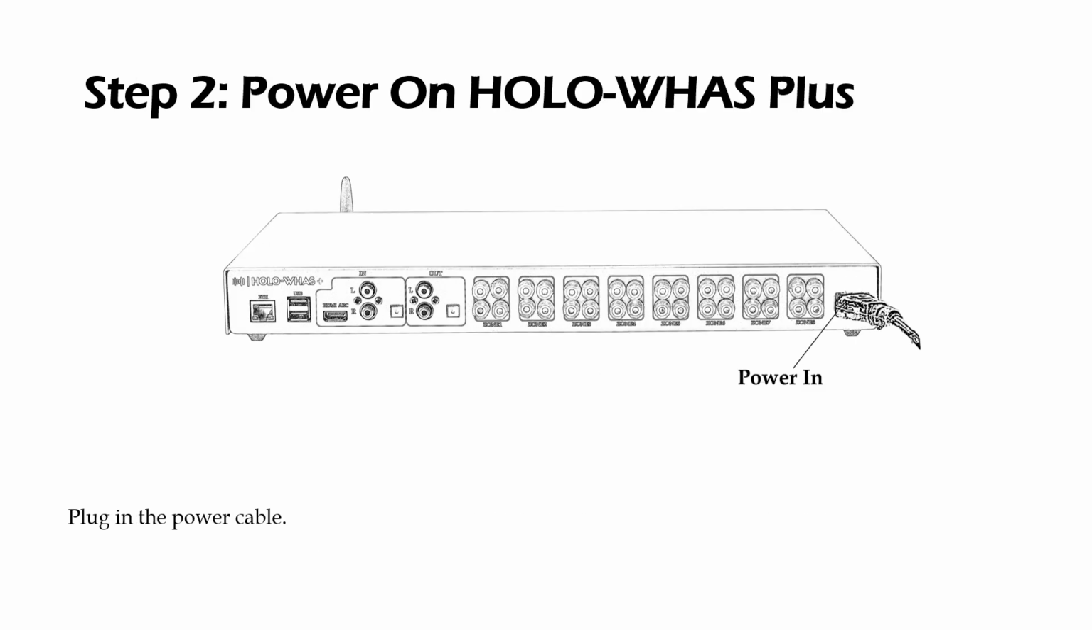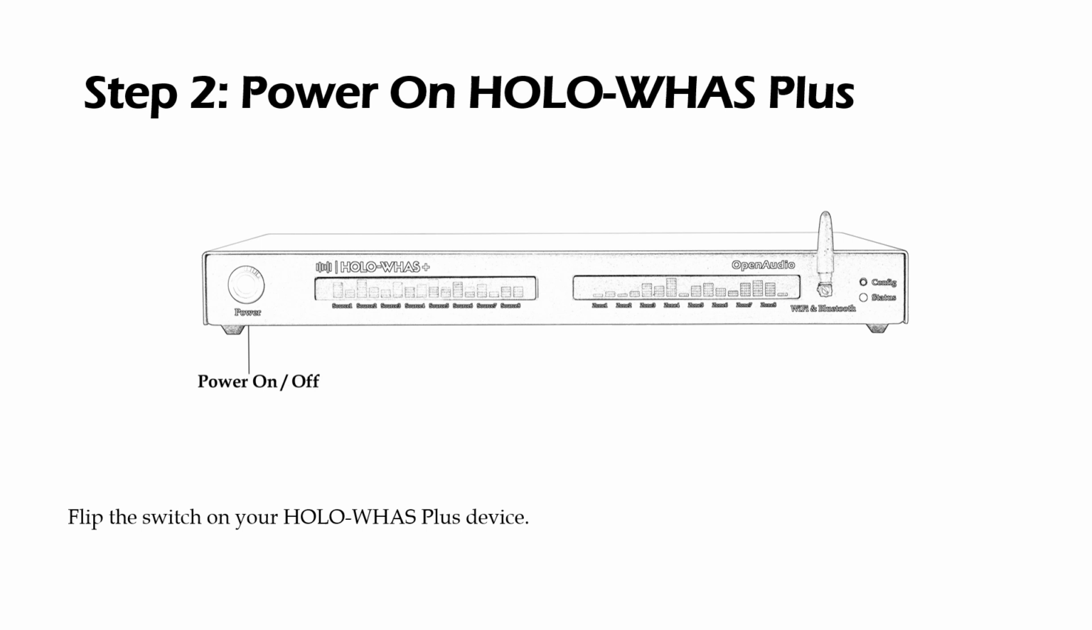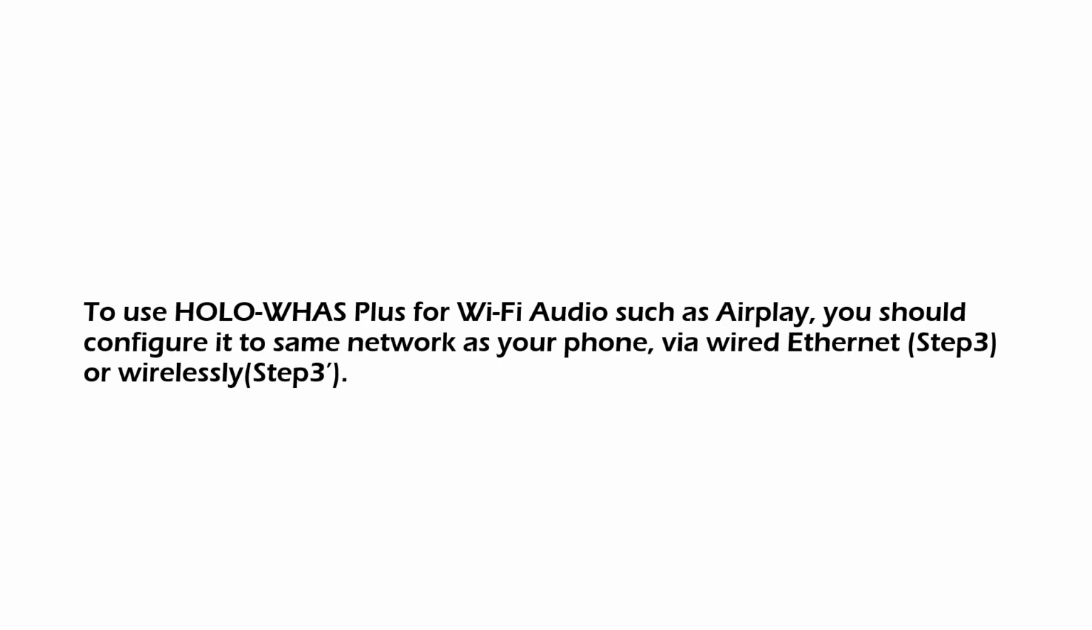Step 2. Power on HOLO-WHAS Plus. Plug in the power cable, and then flip the switch on your HOLO-WHAS Plus device. To use HOLO-WHAS Plus for Wi-Fi audio such as AirPlay, you should configure it to the same network as your phone, via wired Ethernet or wirelessly.